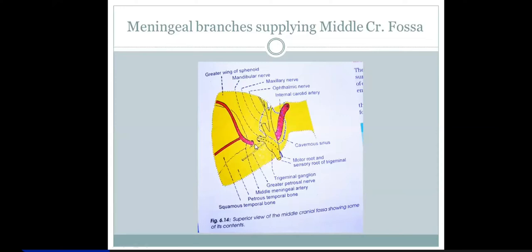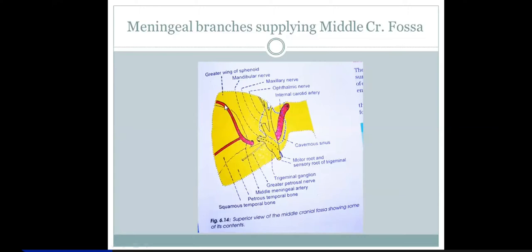Now look here. At that same point, the spine of the sphenoid, there is a foramen. This is called the foramen spinosum. Through this foramen spinosum, an artery enters into the cranium, and this is a branch of the first part of the maxillary artery, the middle meningeal artery. Clear? When it enters the cranium, it soon divides into its anterior and posterior divisions, right?